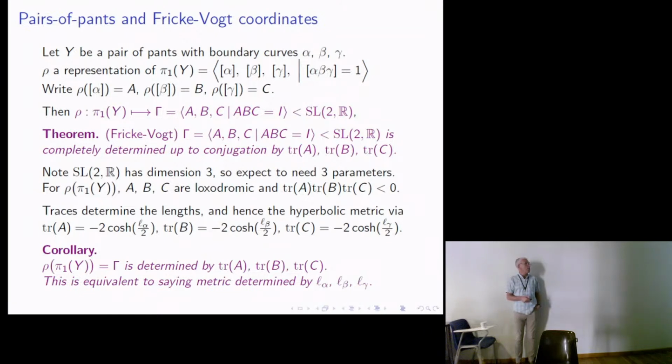And so this theorem of Fricke and Vogt is just the matrix version of the same statement, that the metric is determined by the three lengths. Very well known, but just a beautiful connection there. So that's how we get our matrix version of the hyperbolic metric on the pair of pants. Now how do we glue?